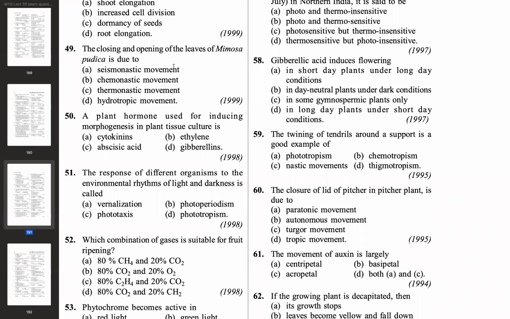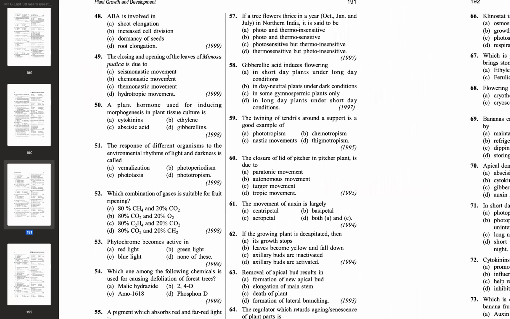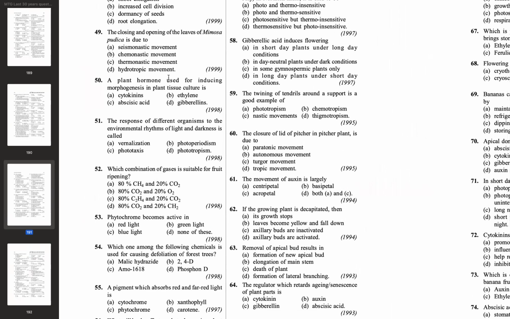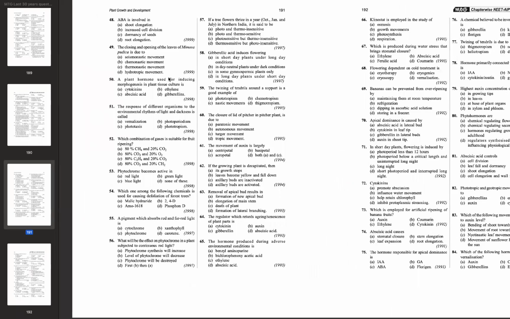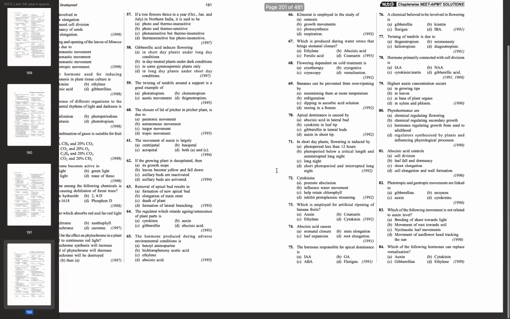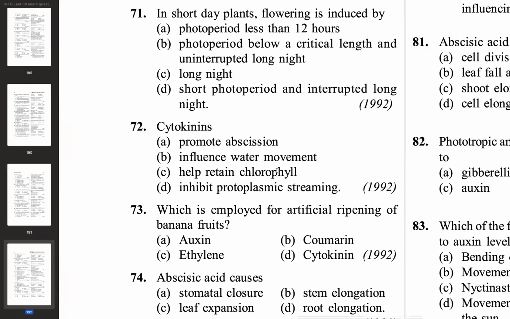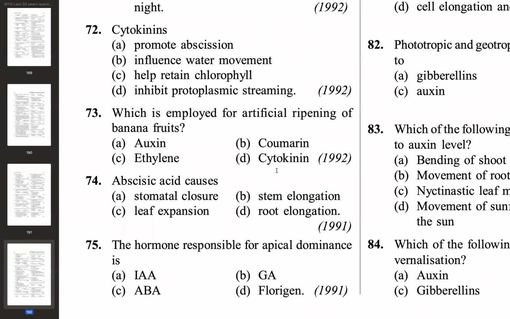Then which one? 73rd. Which is employed in artificial ripening of banana fruits? Ethylene. Very good. Ma'am, next tomorrow or Monday?